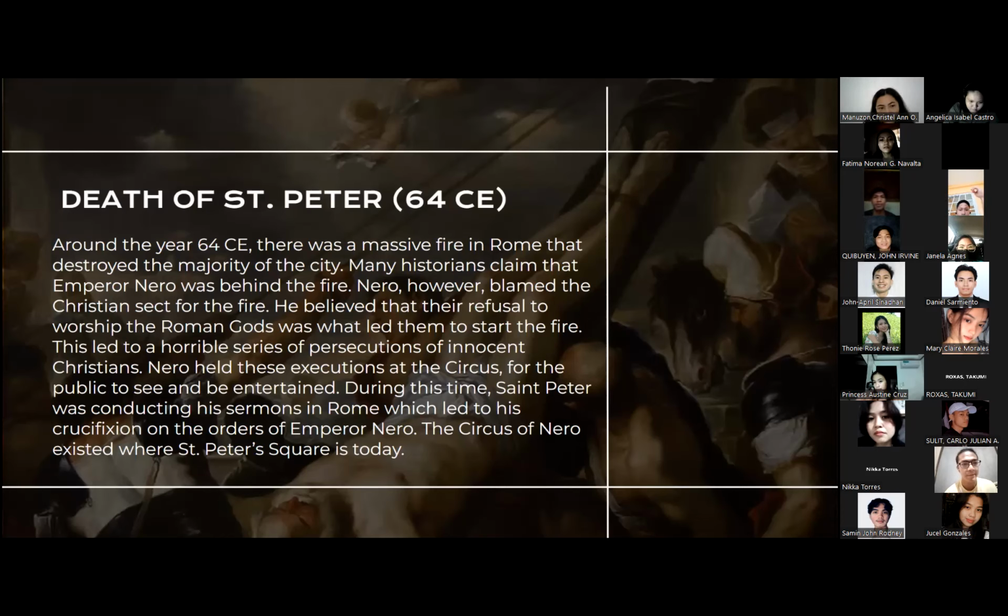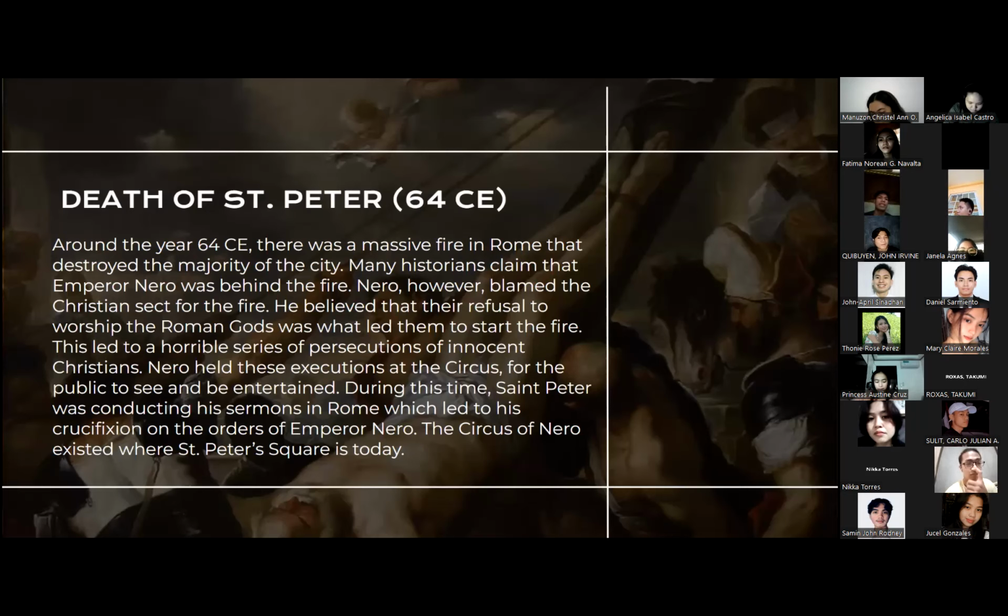Next slide. Death of Saint Peter, 64 CE. So Rome saw a devastating fire in the year 64 CE that largely destroyed the city. According to several historians, the fire was started intentionally. Si Nero daw yung may pakana kung bakit nagkasunog sa Rome. However, Nero blamed the fire on the Christian sector. He thought that they had started the fire because they refused to worship the Roman deities.